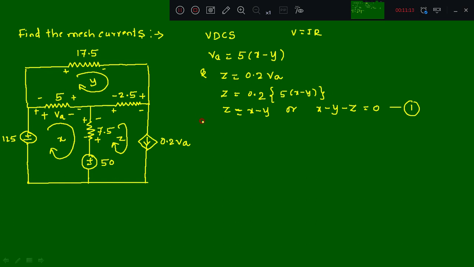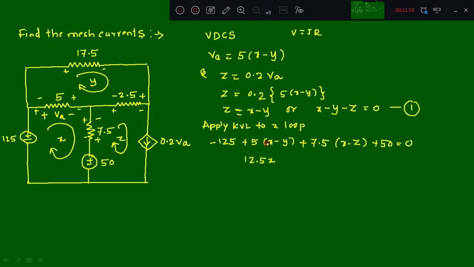Okay. So now apply KVL to the x loop. Start from this point. So what will you get? Minus 125, right? Plus here 5(x minus y) plus 7.5(x minus z) plus 50 is equal to 0. Right. So upon simplifying, what are the x terms here? We have 5x and then here 7.5x. So it will be what?